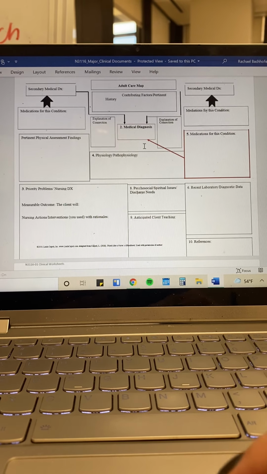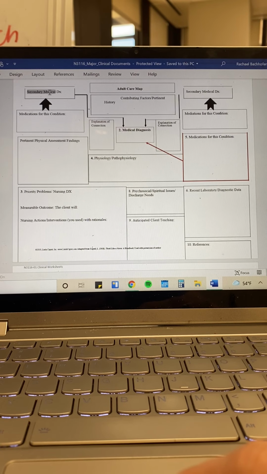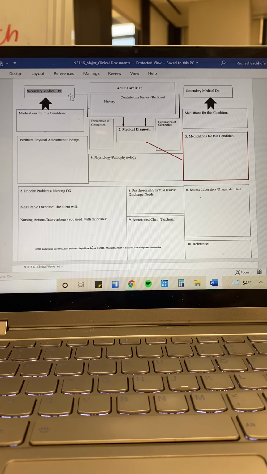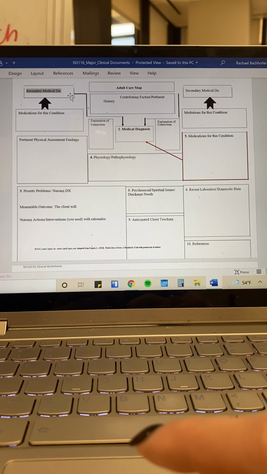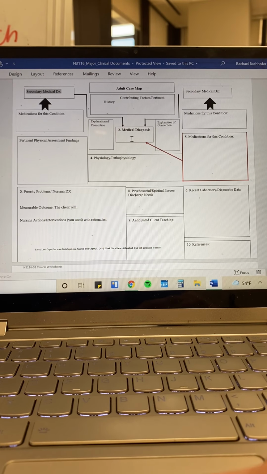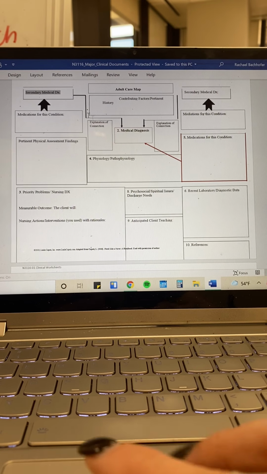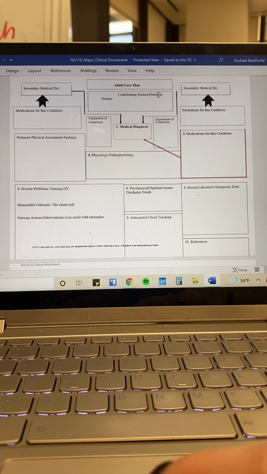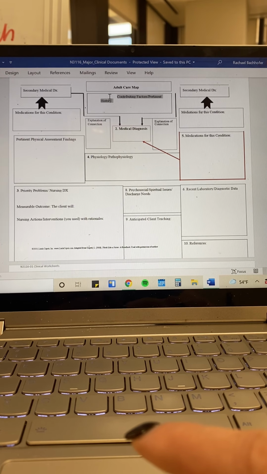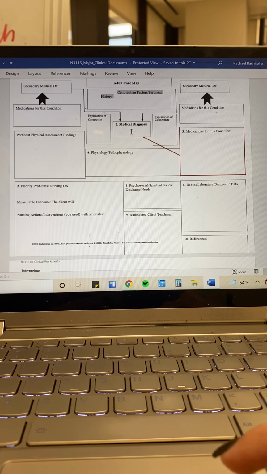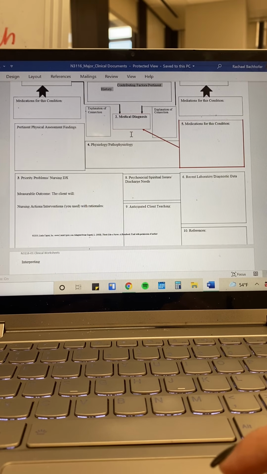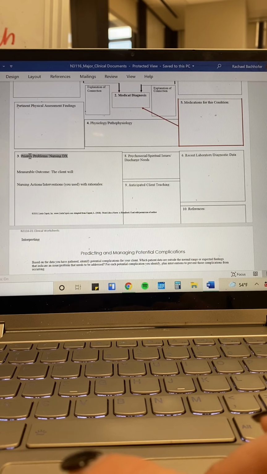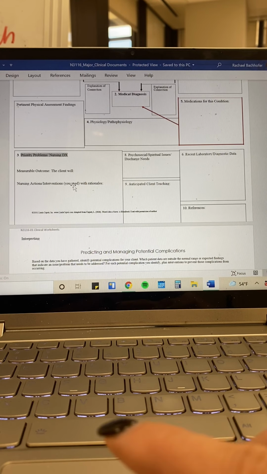From there, you will go on and talk about the secondary medical diagnoses. So for example, this might be hypertension or anxiety, things that can maybe contribute to this primary medical diagnosis, but are not the main reason that they are hospitalized. From there, there are boxes with the patient's history, any contributing factors. But from there, you'll hop on over to box 3, your priority problems / nursing diagnosis.